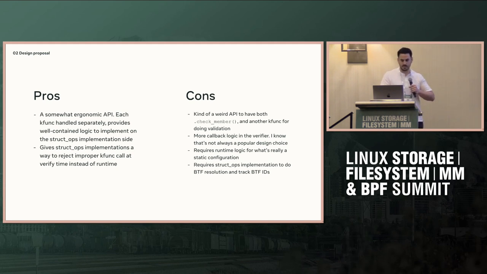It also gives struct ops implementations a way to reject improper kfunc calls at verify time instead of at runtime. One thing that we do in SCX is for every struct ops member, we statically create a mask of allowed kfunc calls that you can invoke. Then we have macros where, when you call the program, we set bits saying what you're calling, and in the kfunc implementation, we check that the bits correspond to what you're actually allowed to call. That's kind of complicated and it's not great.